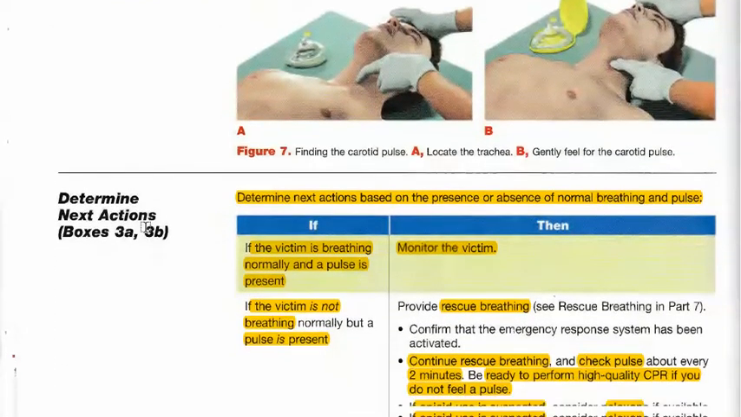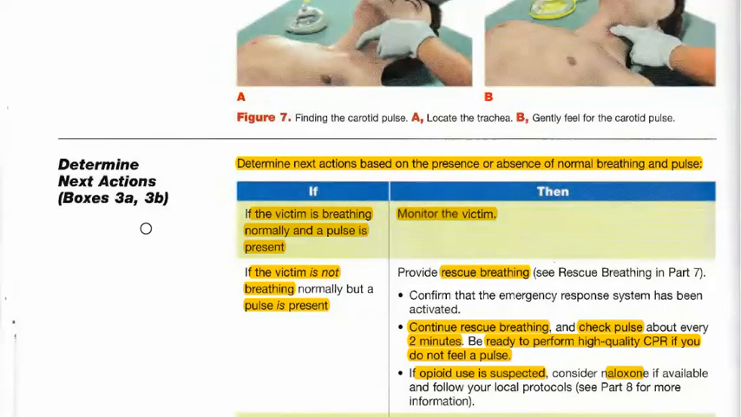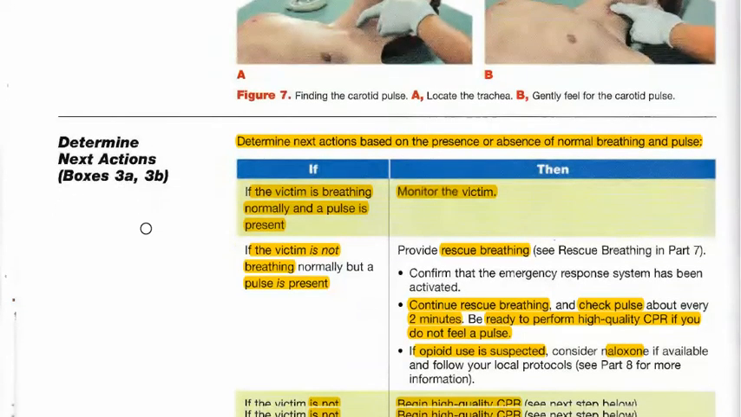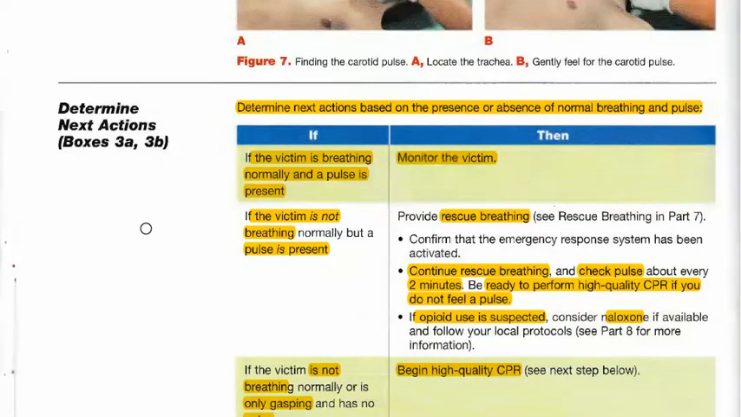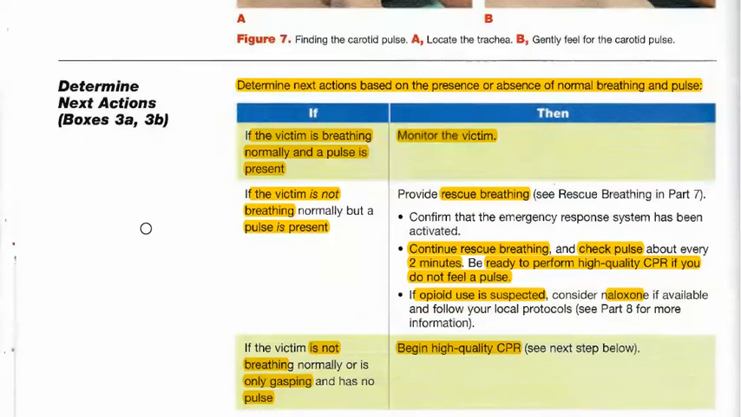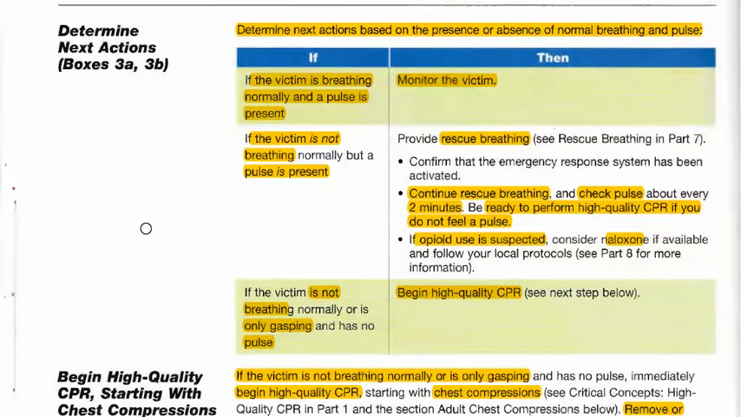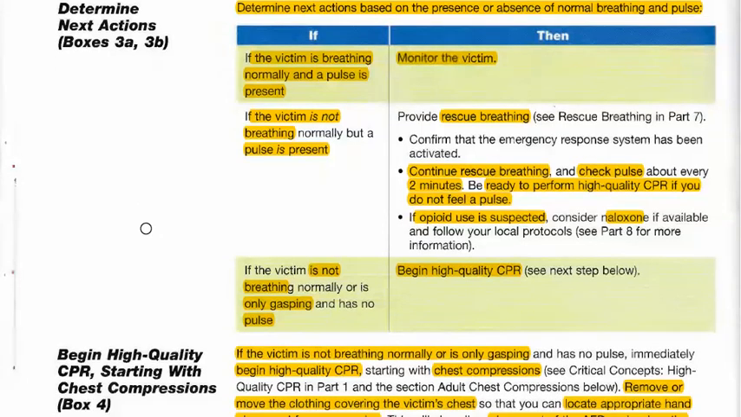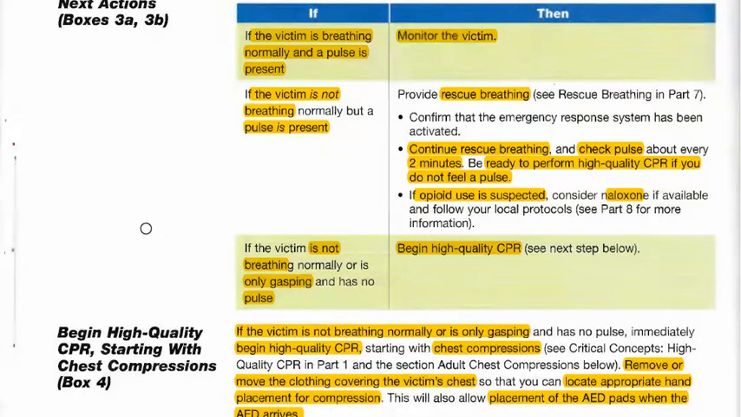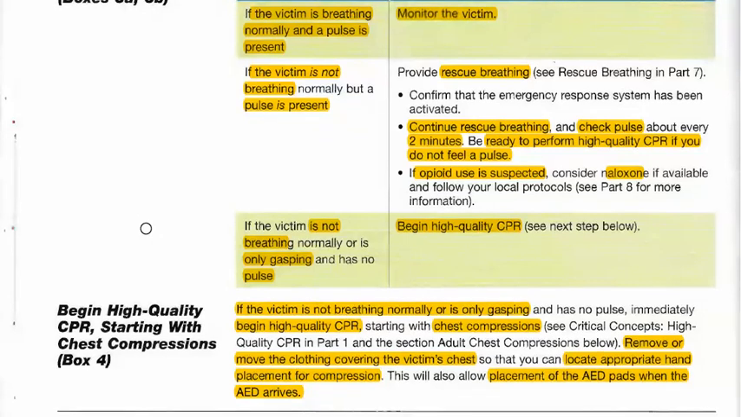After you check the pulse and breathing, you determine next actions. What is your decision right now? Which pathway will you go with? It depends on the victim's state, his pulse and breathing. If the victim is breathing normally and a pulse is present, monitor the victim. If the victim is not breathing normally but the pulse is present, provide rescue breathing.